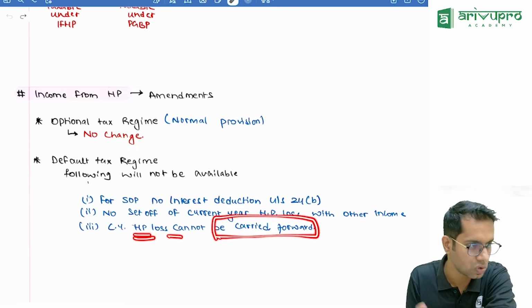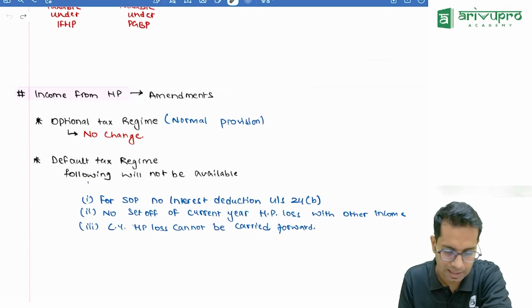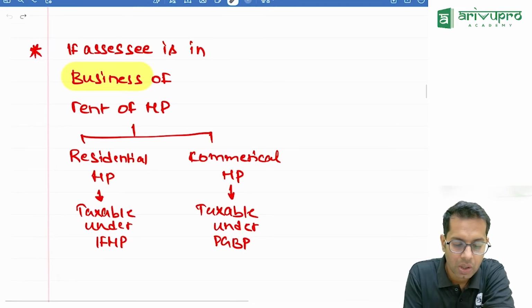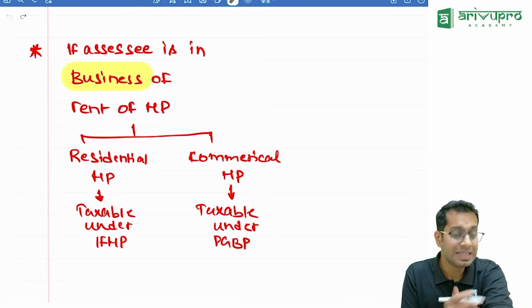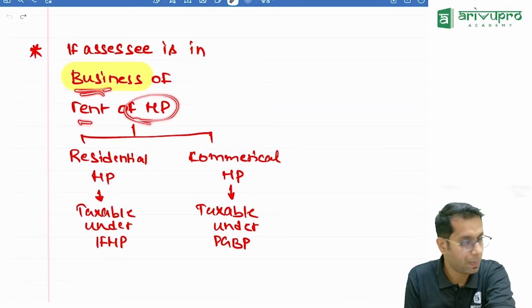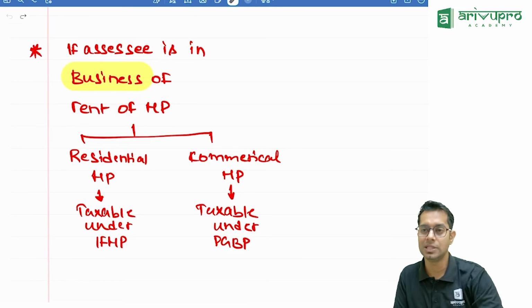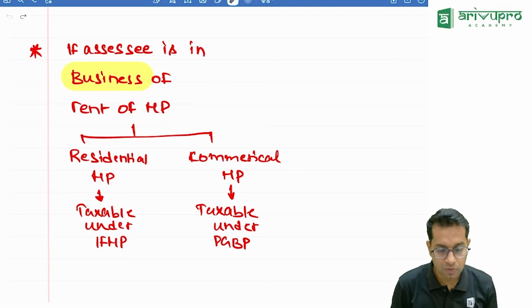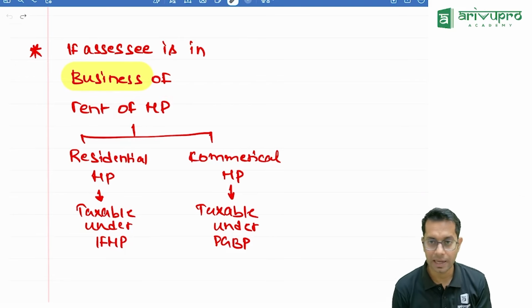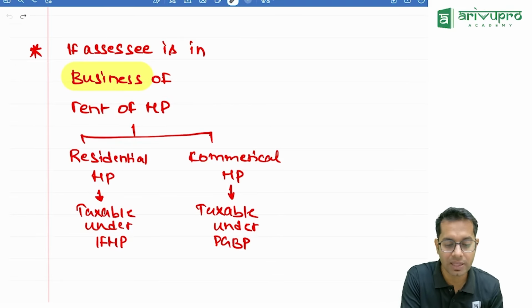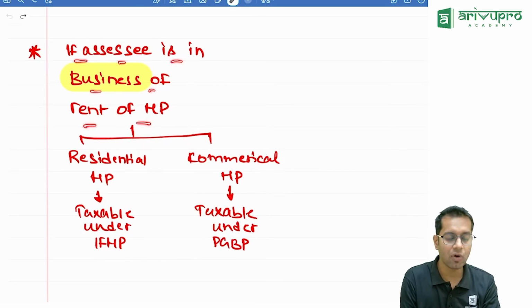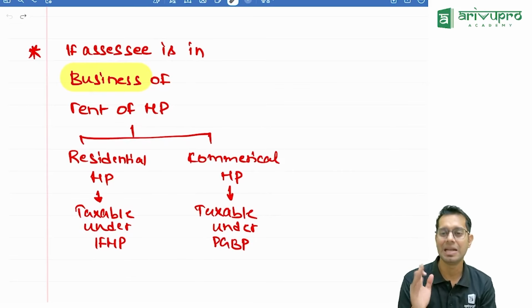You cannot set off also, and you cannot carry forward the current year house property loss. Now, apart from that, if a person is in the business of renting house property, normally the income should go under business because it is my business. If a person is in the business of renting of house property, my income should go under the head business. But what they have told is, if an assessee is in the business of renting of house property, I will see what type of house property he is renting.